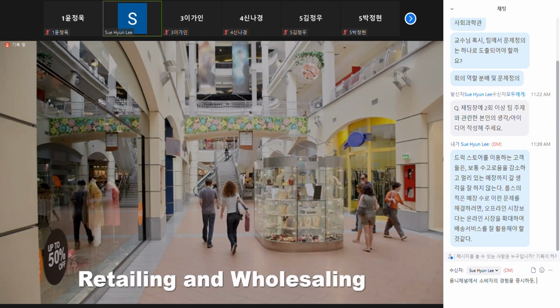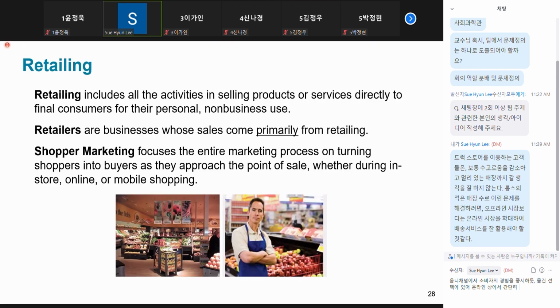Okay, now we're going to talk about retailing and wholesaling, two very important concepts in the value delivery network. Retailing includes all the activities involved in selling products or services directly to final consumers for their personal or non-business use. So for your own goods, that's retailing. Many institutions like manufacturers, wholesalers, and retailers do retailing, actually. But most retailing is done by retailers, businesses whose sales come primarily from retailing. And retailing plays a very important role in most marketing channels.